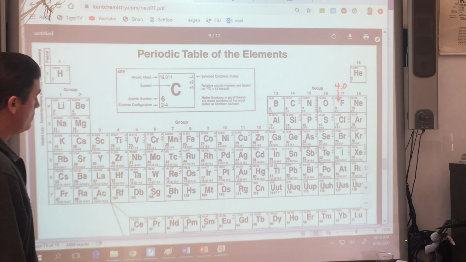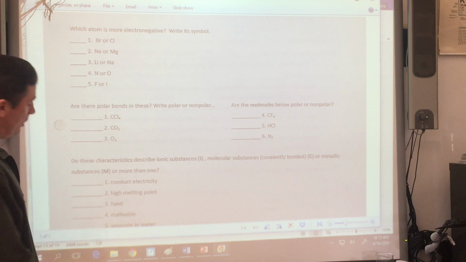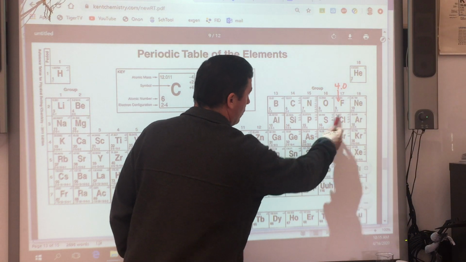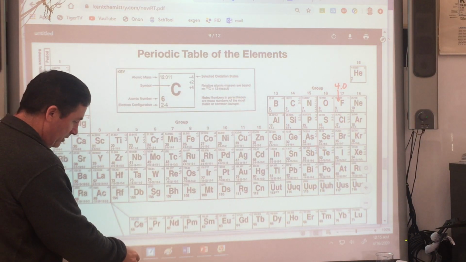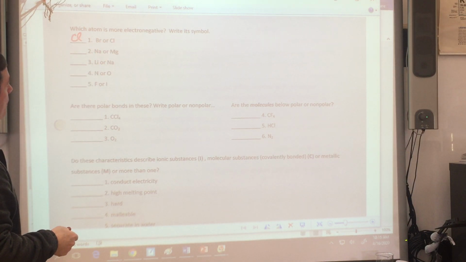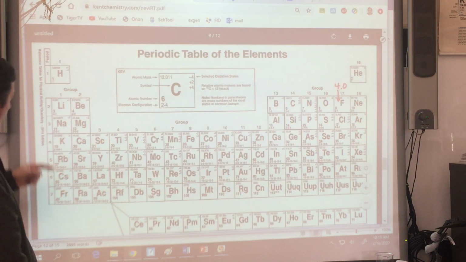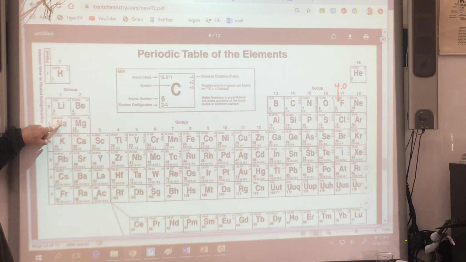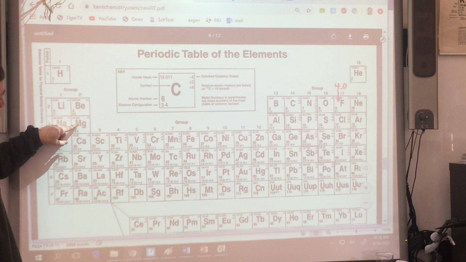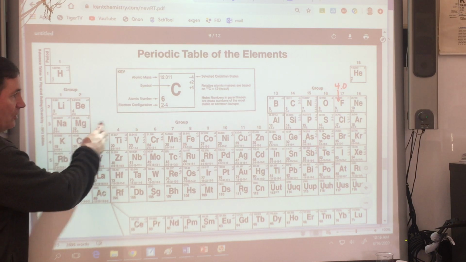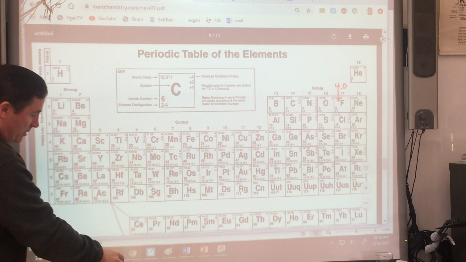Let's look. Bromine or chlorine? Well, chlorine is closer to fluorine, so chlorine has the higher electronegativity. Sodium or magnesium? Well, sodium is actually bigger than magnesium, even though magnesium has one extra proton. Remember that as we go from left to right, the size of the atoms actually goes down. So it's also closer to fluorine. So magnesium is the one to go for.